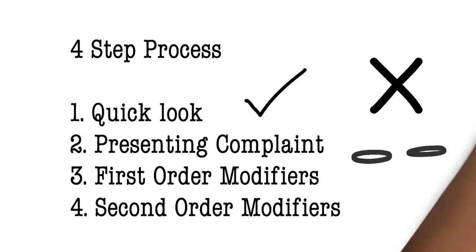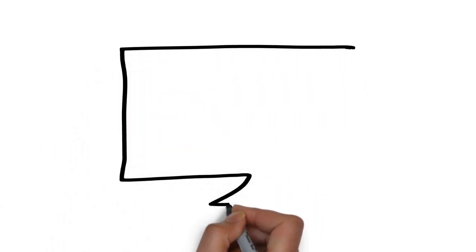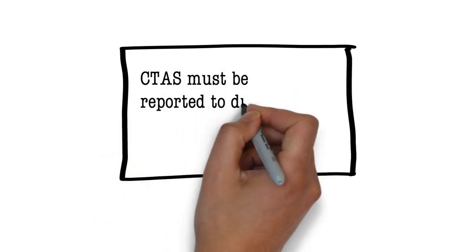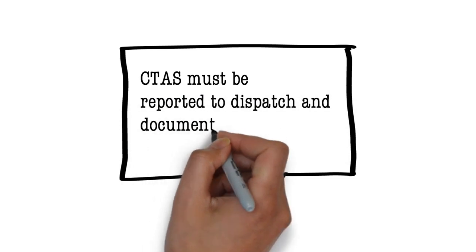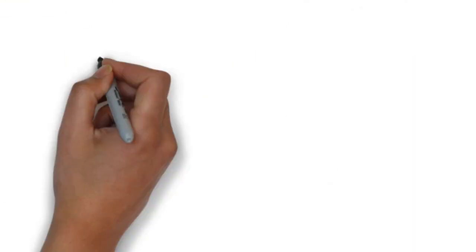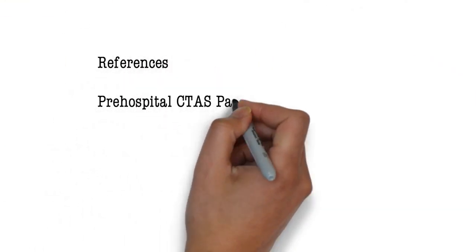So again, in the organized approach, your quick look is your first step, your second step is looking at the presenting complaint, and the third step is applying the modifiers, the first and second order modifiers. Paramedics will be applying CTAS and documenting CTAS. We'll be communicating CTAS to the receiving facility as part of our handover, as well as part of our radio reporting. We will get into how those things occur in subsequent modules.